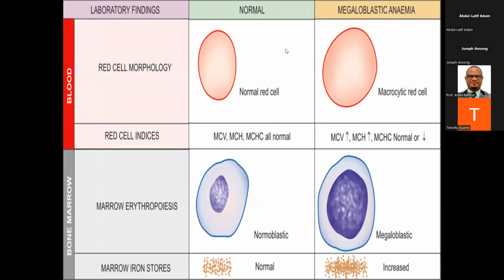In the normal blood, you will see the normal size. This is almost twice as large as this one. And in the bone marrow, you see megaloblasts. The bone marrow iron level is normal, and in megaloblastic anemia the iron level is increased, because the synthesis has reduced, so iron is not efficiently used. The level of iron is increased. This is the picture you see.